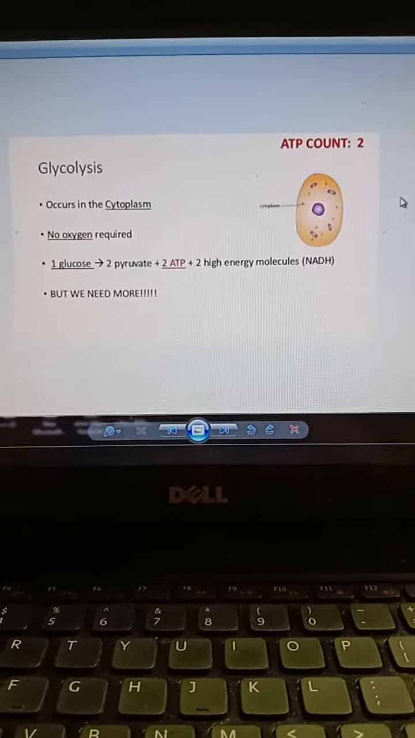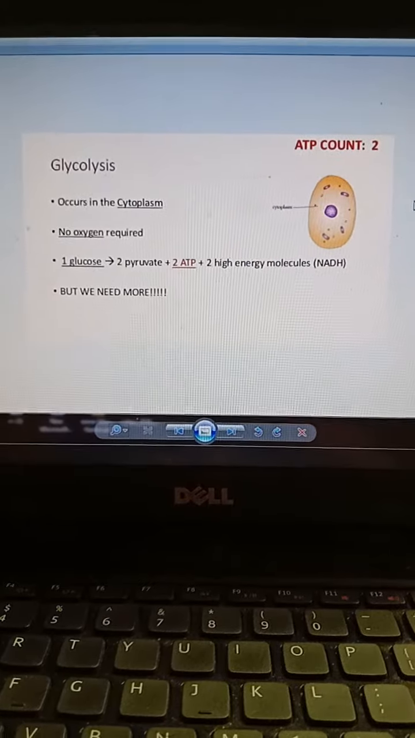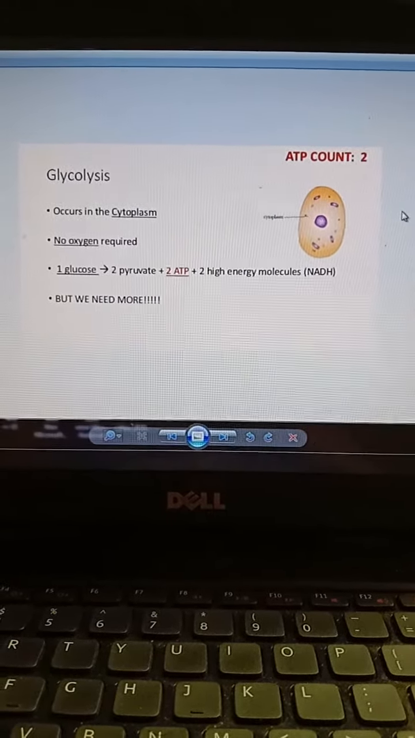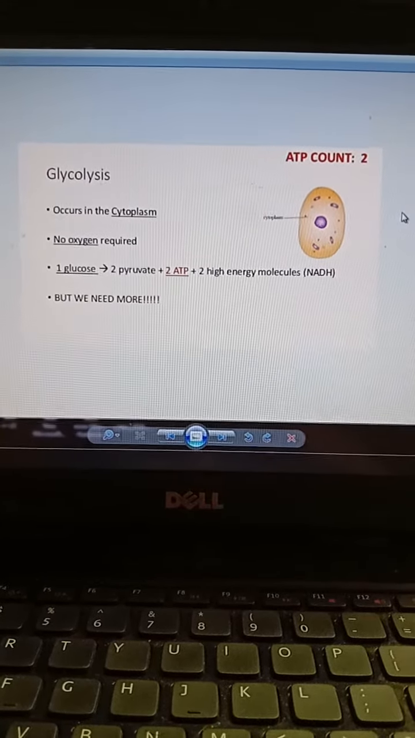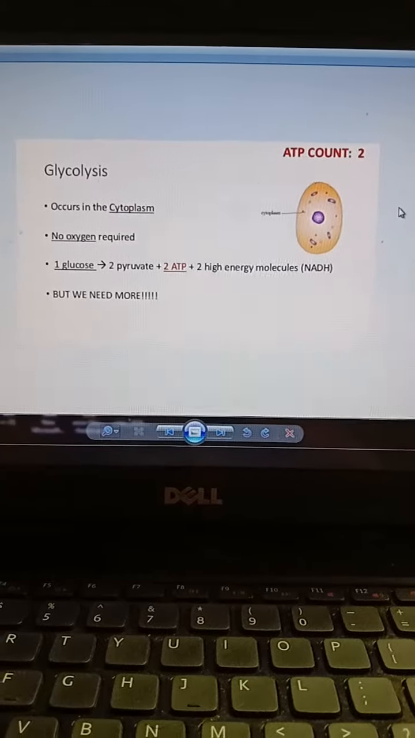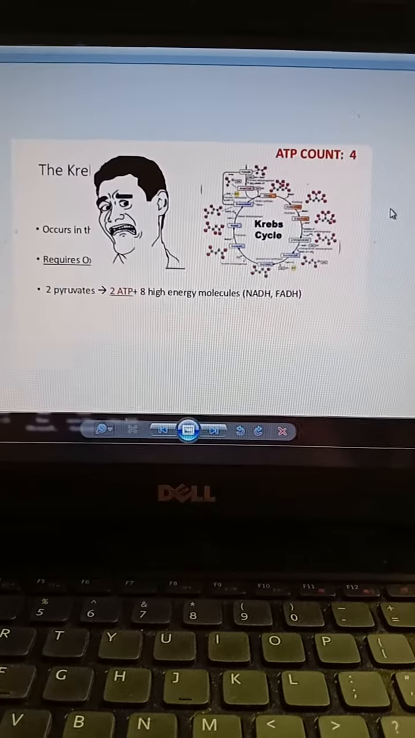So, glycolysis occurs in the cytoplasm, where no oxygen is required, where one glucose goes to pyruvate along with two molecules of ATP and two high energy molecules, that is NADH, will be produced. That's the first stage, glycolysis.